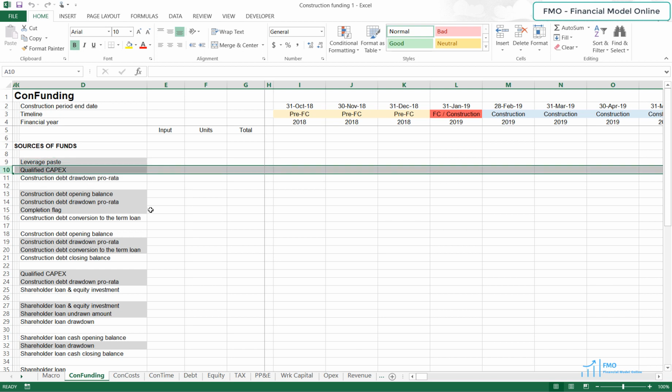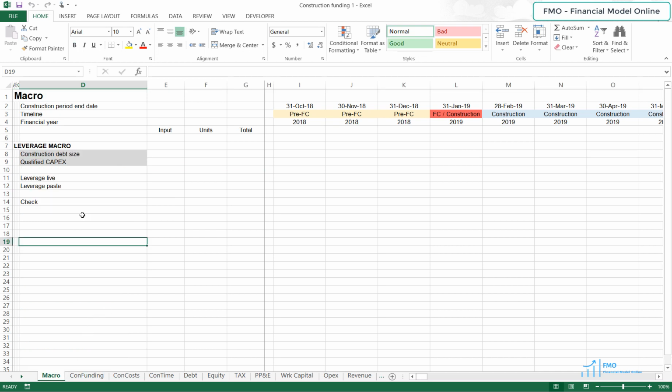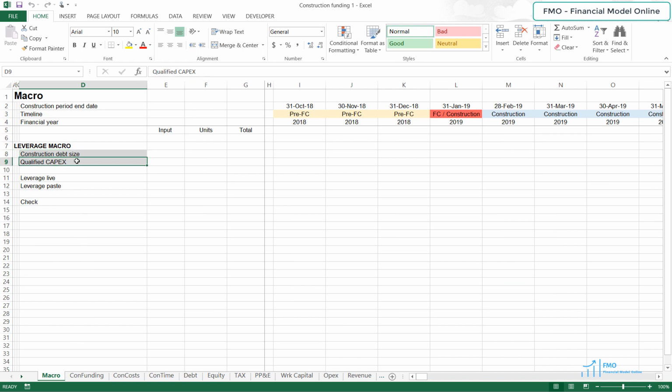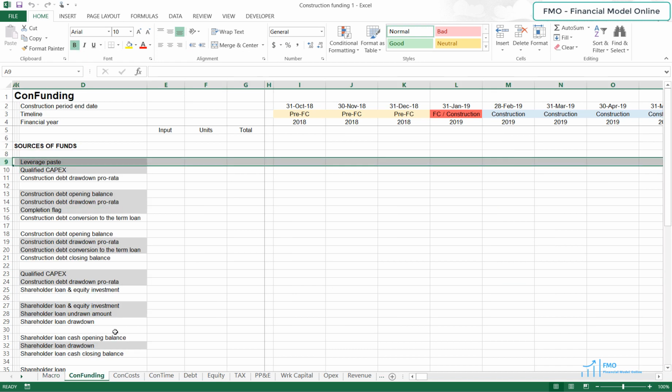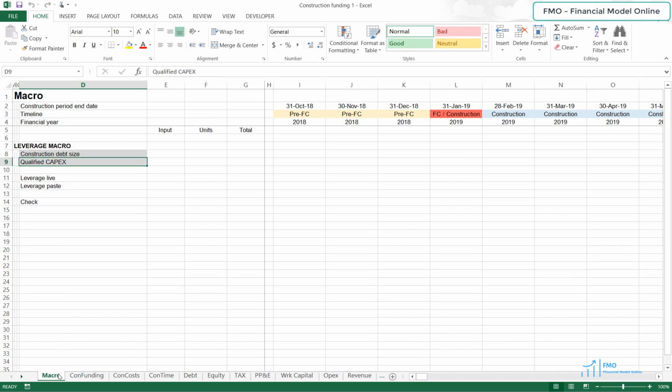So, the question is, how will we determine the leverage for our project? We have created another sheet for today's lesson, which is called a macro sheet, and we will be modeling the leverage on this sheet. The construction debt size will flow in from the debt sheet, and the qualified CapEx will come from our construction funding sheet. And once we have these two numbers, we will be able to calculate the leverage number. This will be the leverage coming out from live calculations.